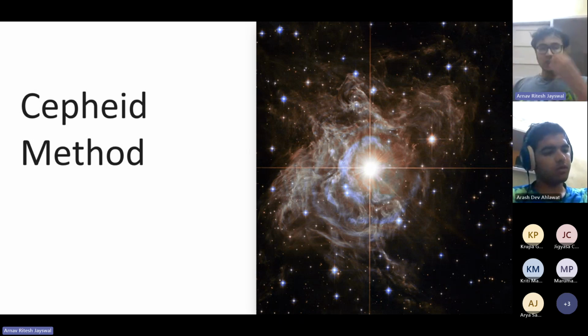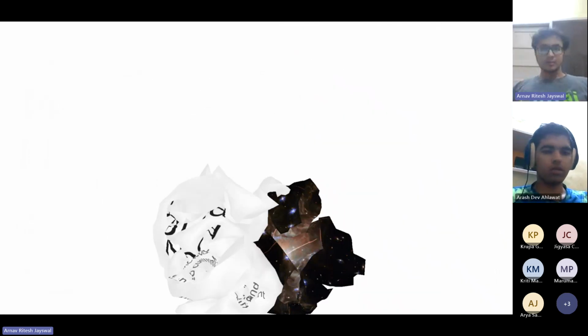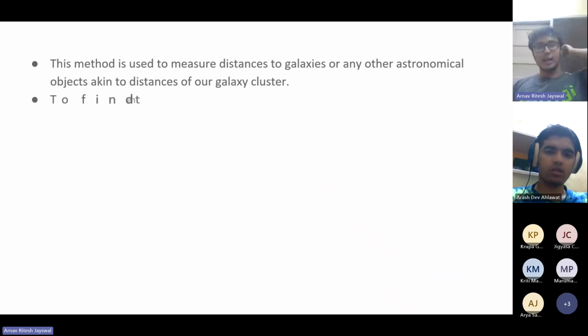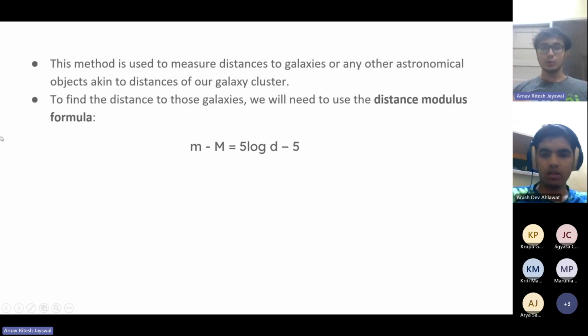So this is what Cepheids are. This method is used to measure distances to a galaxy and other astronomical objects, and to find out the distance to these galaxies, we'll need to use the distance modulus formula. I mean, we know what Cepheids are, but to find out the distance between Earth and the Cepheids, we need to use the distance modulus formula.